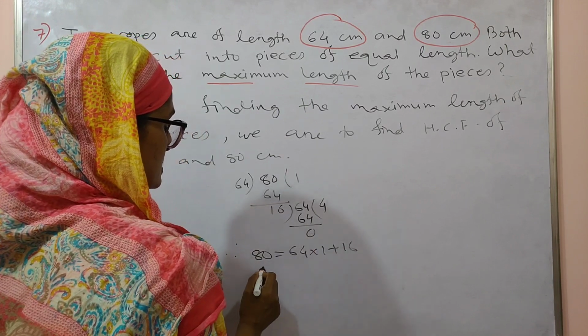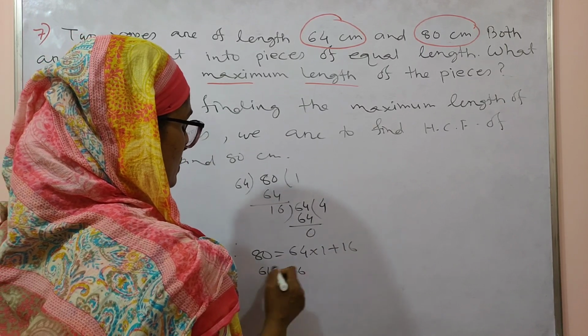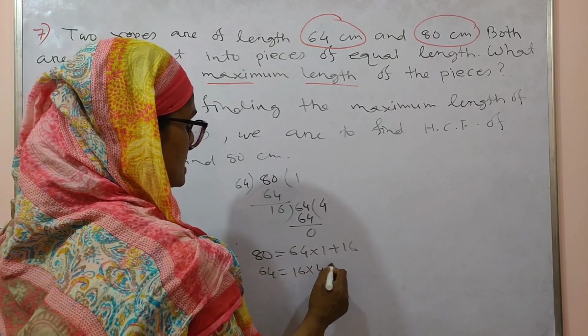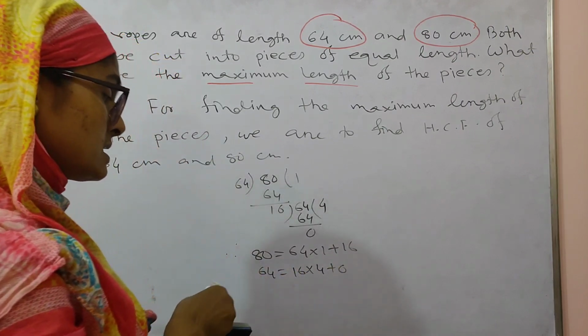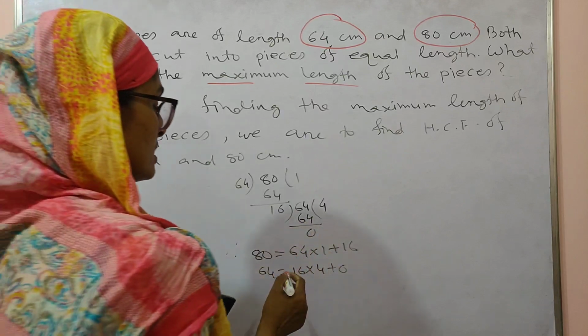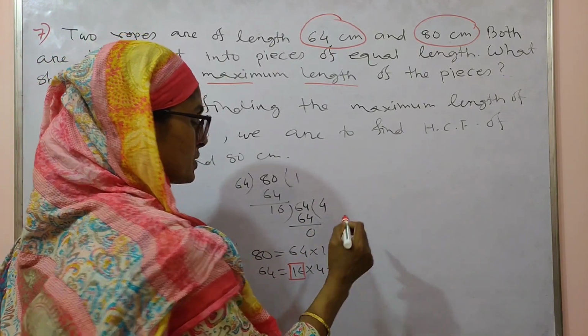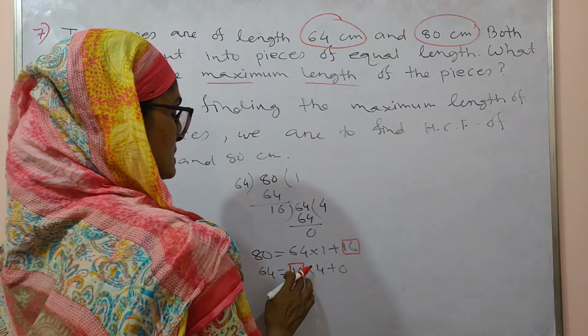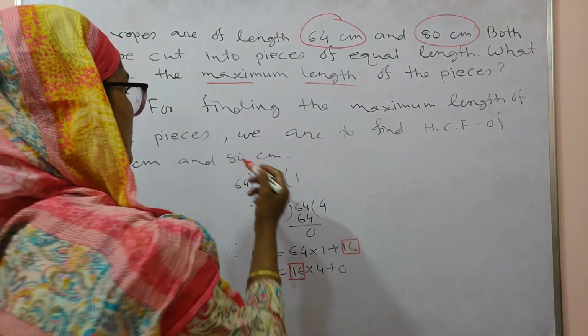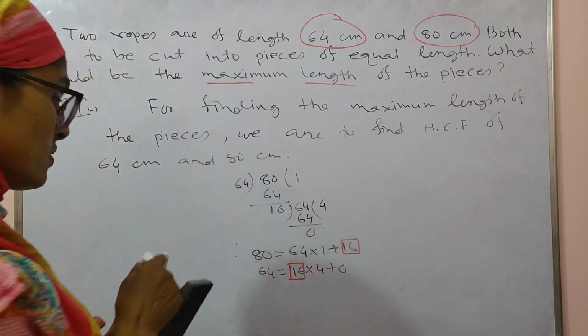So therefore you can write 80 equals 64 into 1 plus 16. Next, 64 equals 16 into 4 plus 0. So this is the divisor, 16, or you can write this if you take the remainder. So same thing, 16 is the HCF of 80 and 64.